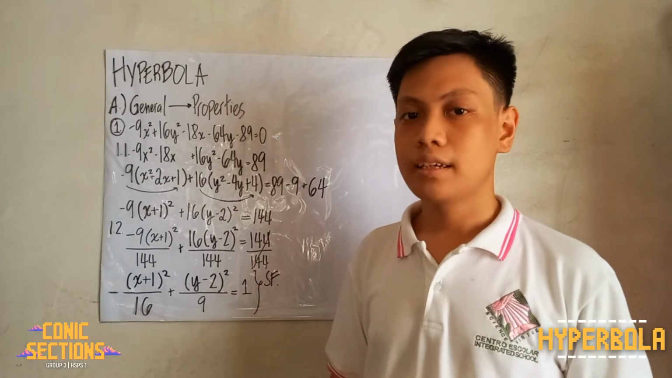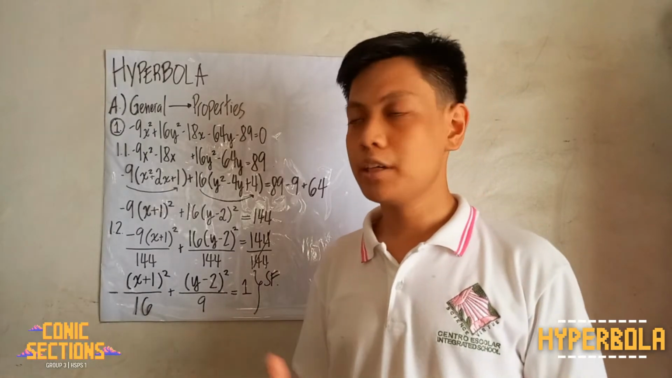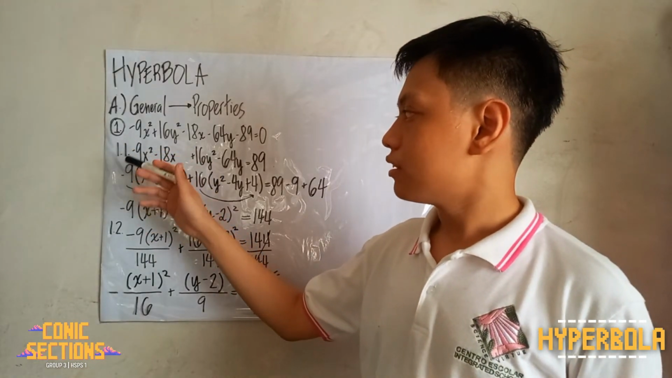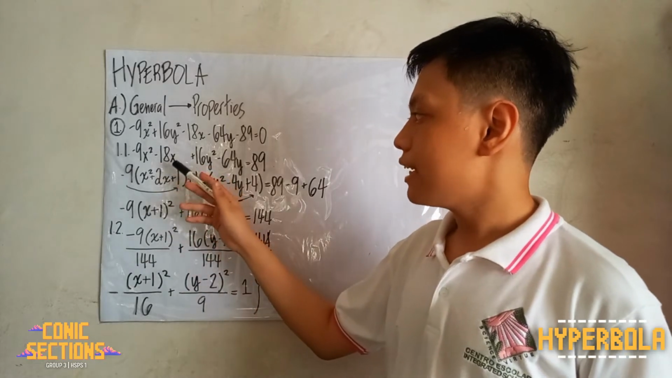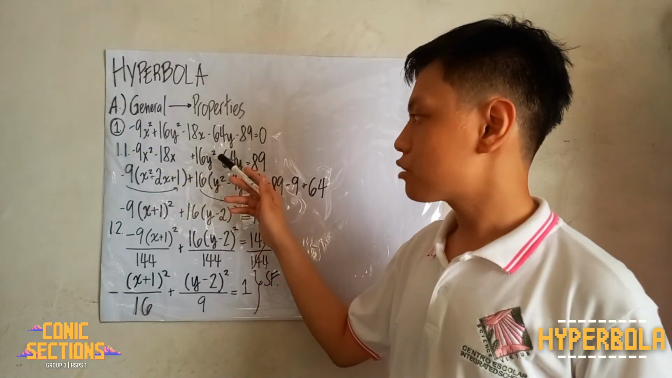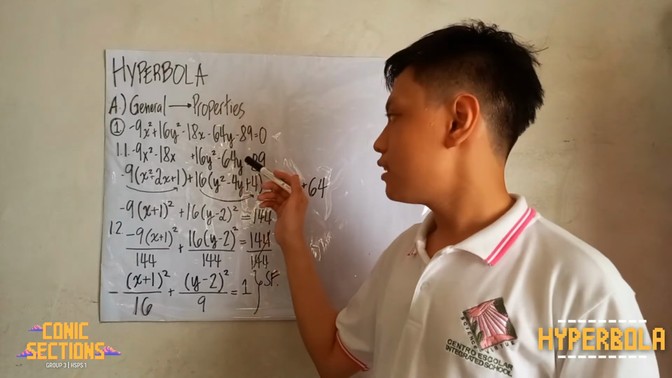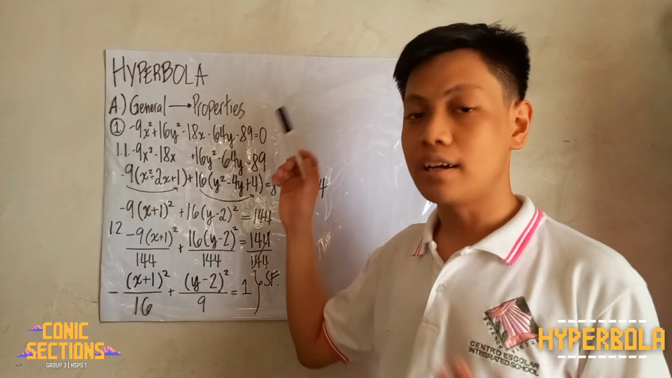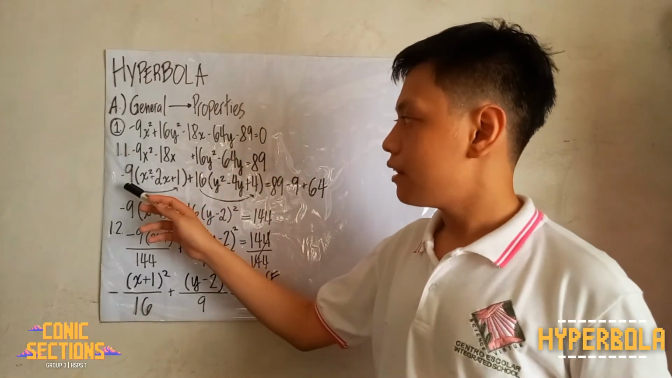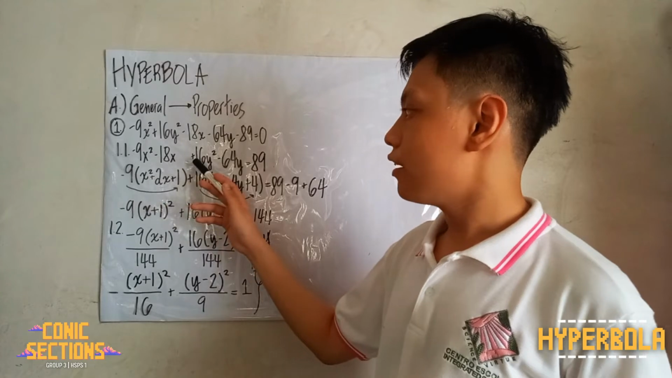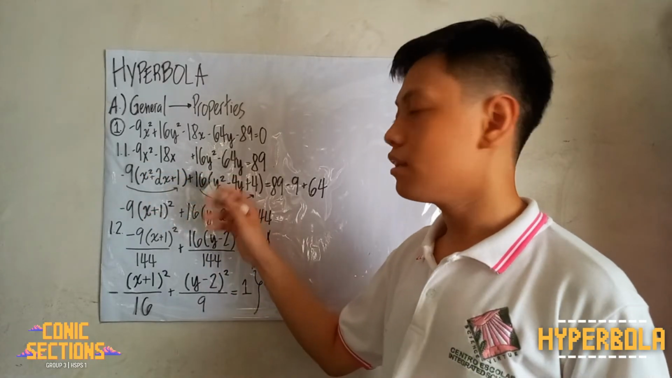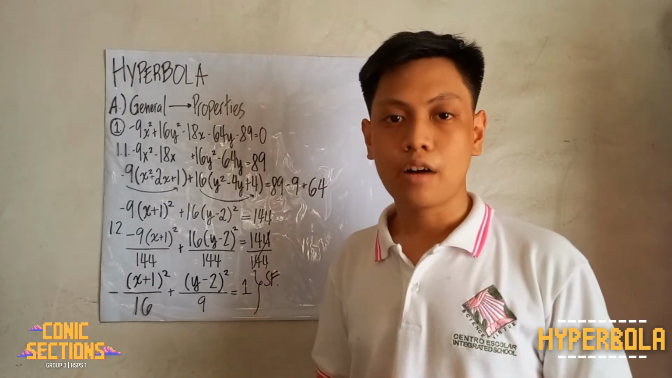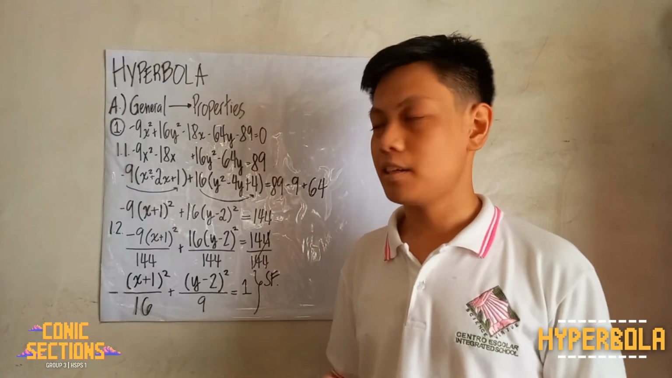So our first part in converting to a standard equation is to group the terms. So we have grouped negative 9x² minus 18x plus 16y² minus 64y is equal to 89. So we transferred negative 89 to the right hand side of the equation. Then we'll need to factor out the numerical coefficients of the x² and the y² so that the process of completing the square will become much easier.